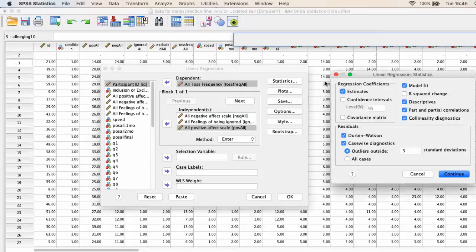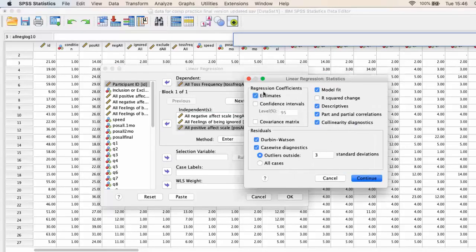You go to statistics. You want to make sure you got your estimates, descriptives, model fit, R squared change if they ask for it, part and partial correlations, collinearity diagnostics. Durbin-Watson here to talk about independence. Now we can actually go to a statistic where we can talk about independence. Case-wise diagnostics.